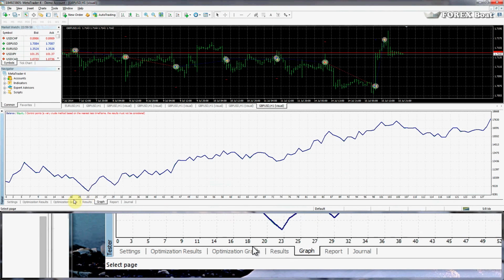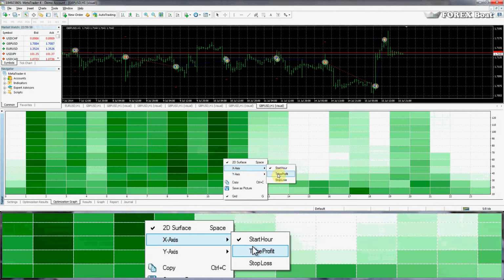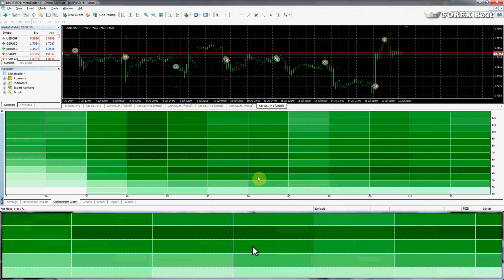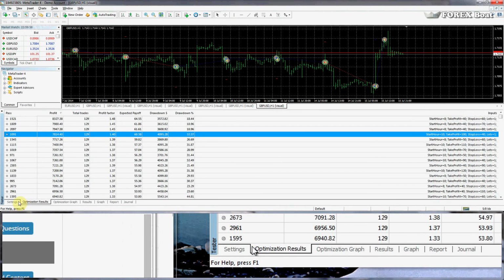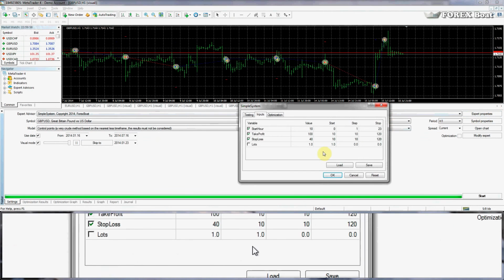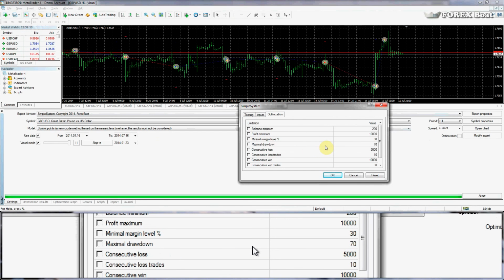And there is much more to optimization. For example, we can change this to a 2D surface and change the axes around and see different results here, and look at colors and optimize that way. We can export these results to Excel. We can go here and use the genetic algorithm. We can play around with these optimization parameters. So optimization is a really fun and interesting part of algorithmic trading systems, and it is actually very important because it allows you to make the maximum of your trading system. And you can not only optimize your own systems, but you can optimize commercial systems which you buy.